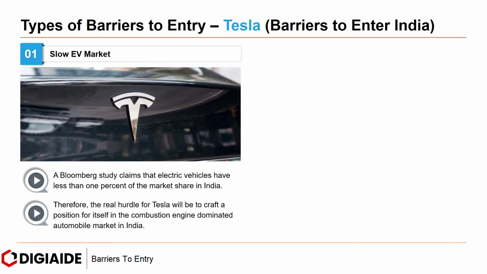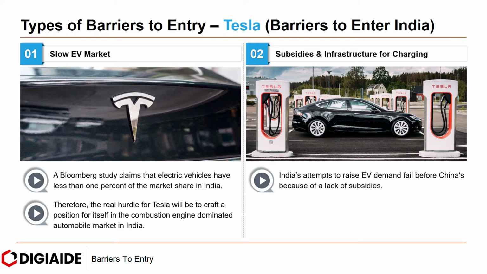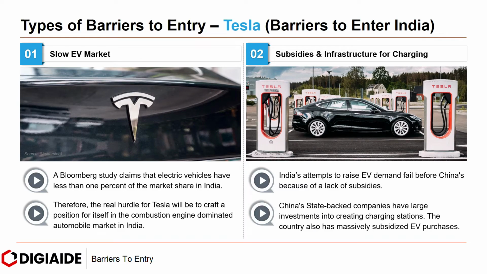Therefore, the real hurdle for Tesla will be to craft out a position for itself in the combustion engine dominated automobile market in India. Second, subsidies and infrastructure for charging. India's attempts to raise EV demand failed before China's because of lack of subsidies. China's state-backed companies have made large investments into creating charging stations. The country also has massively subsidized electric vehicle purchases.